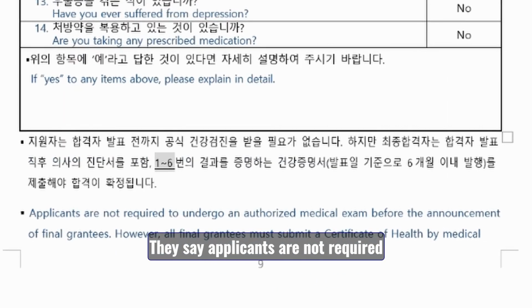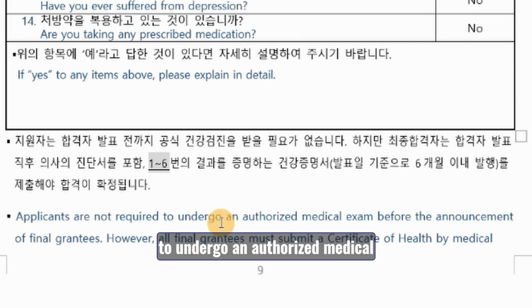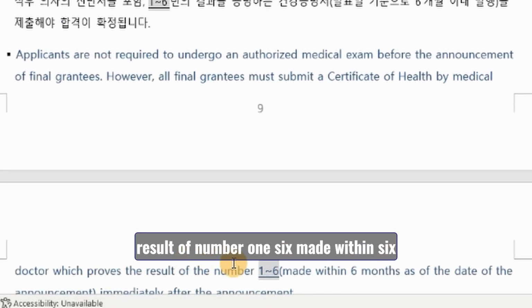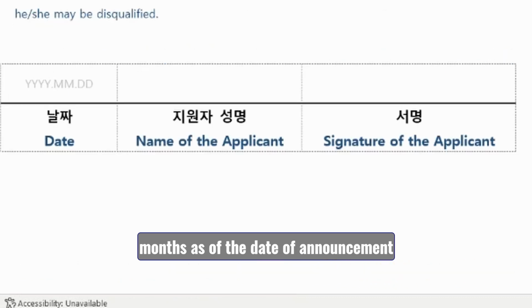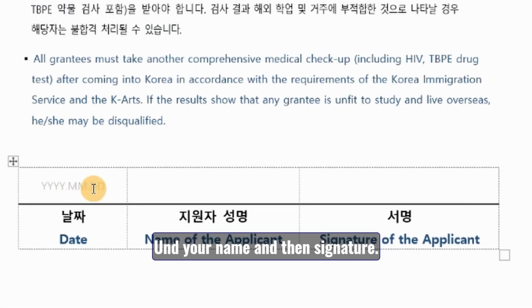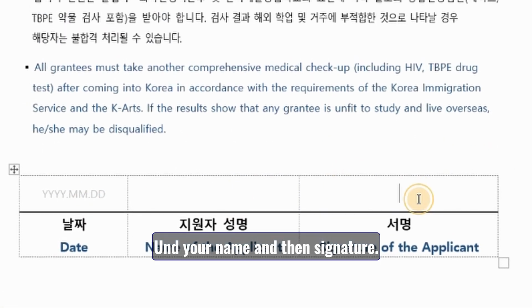They say applicants are not required to undergo an authorized medical exam before the announcement of final grantees. However, all final grantees must submit a certificate of health by a medical doctor which proves the result of number 1, 6 made within 6 months as of the date of announcement, immediately after the announcement. So know that you would have to do a test, and then you have to write the date. Again, same thing, year, month, date, your name, and then signature.